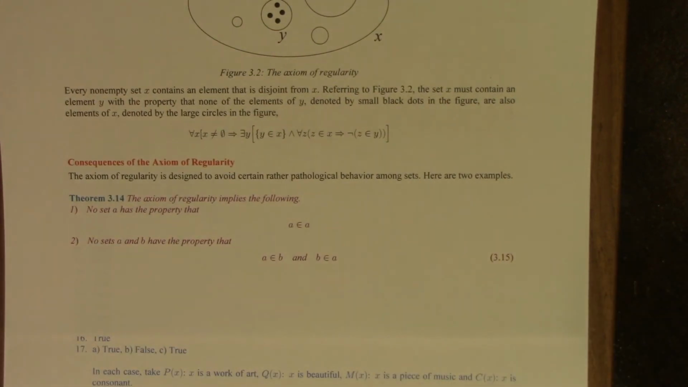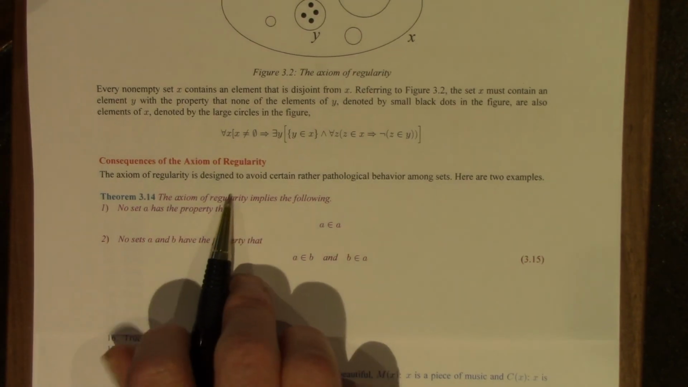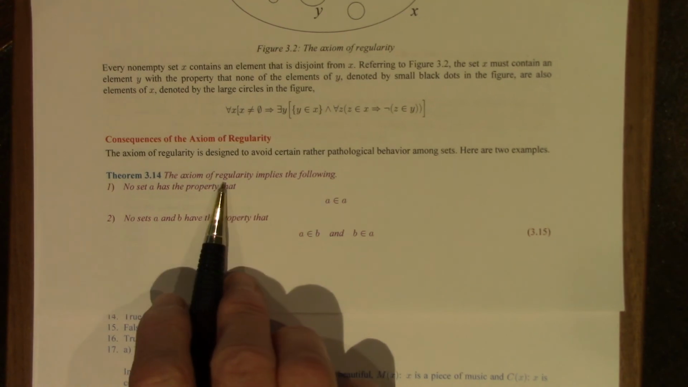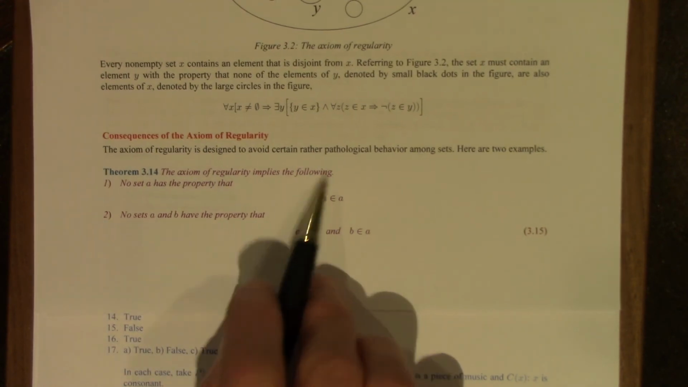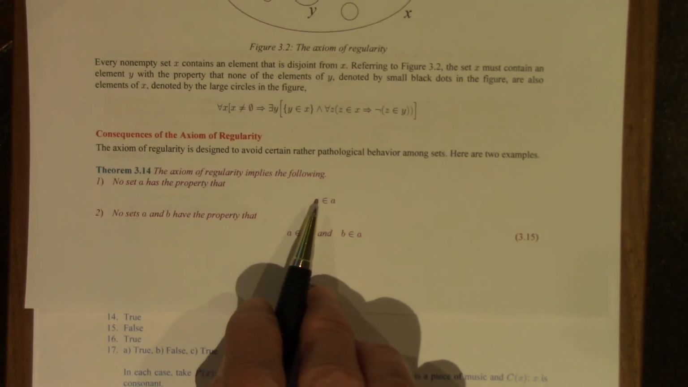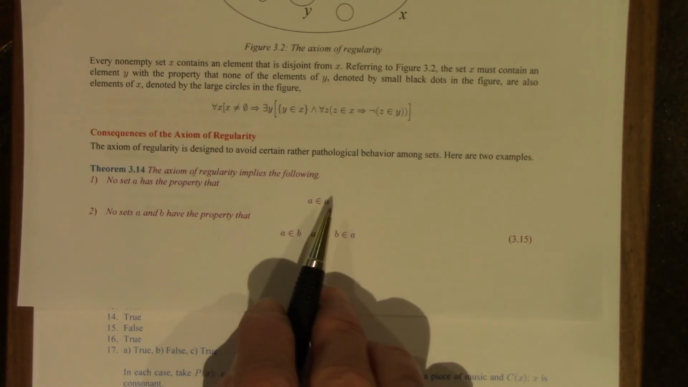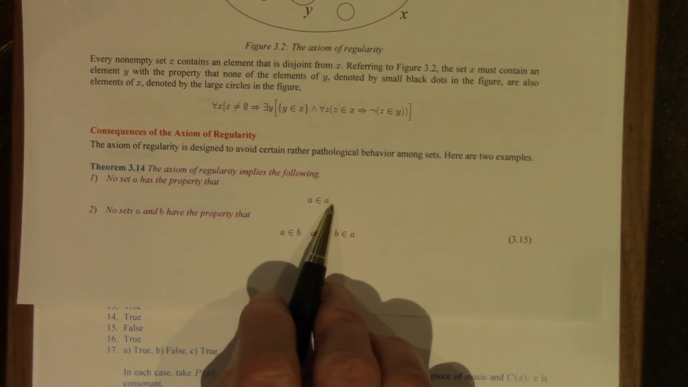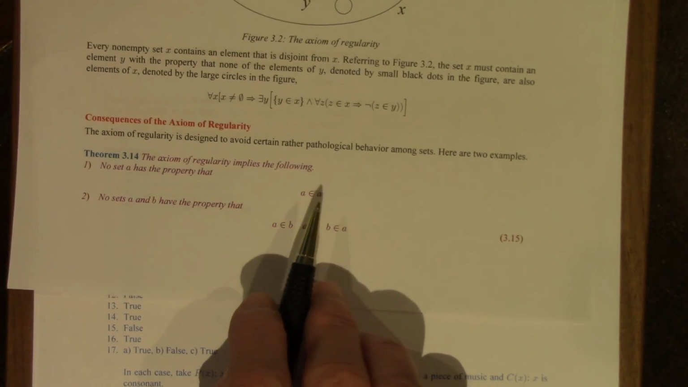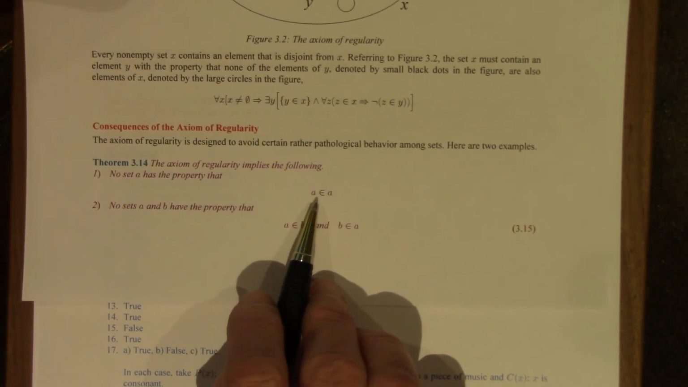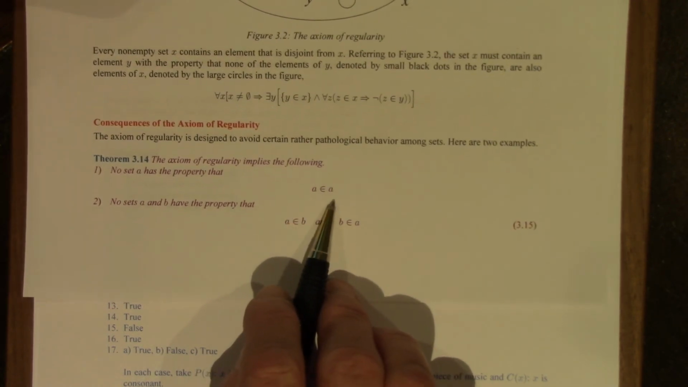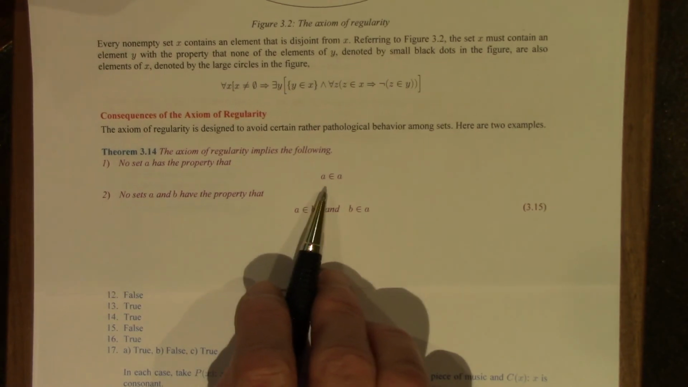The axiom of regularity, if you just stop there, you would say, well, why are we including that? Well, here are a couple of reasons. The axiom of regularity implies that no set is an element of itself. And that is good. We don't want sets to be elements of themselves. That's asking for trouble.